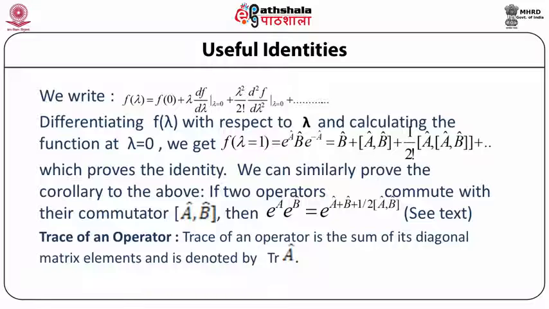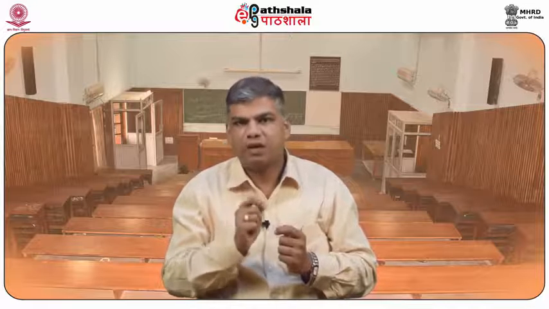Trace of an operator. The trace of an operator is the sum of its diagonal matrix elements and is denoted by Tr of operator A. For a discrete orthonormal basis given by ket vector ui in the vector space, by definition, the trace of operator A is equal to the summation over i of bra ui, operator A, ket ui, whereas in the case of a continuous orthonormal basis ket u alpha, it is defined as the trace of operator A equal to the integration over d alpha of bra u alpha, operator A, ket u alpha.